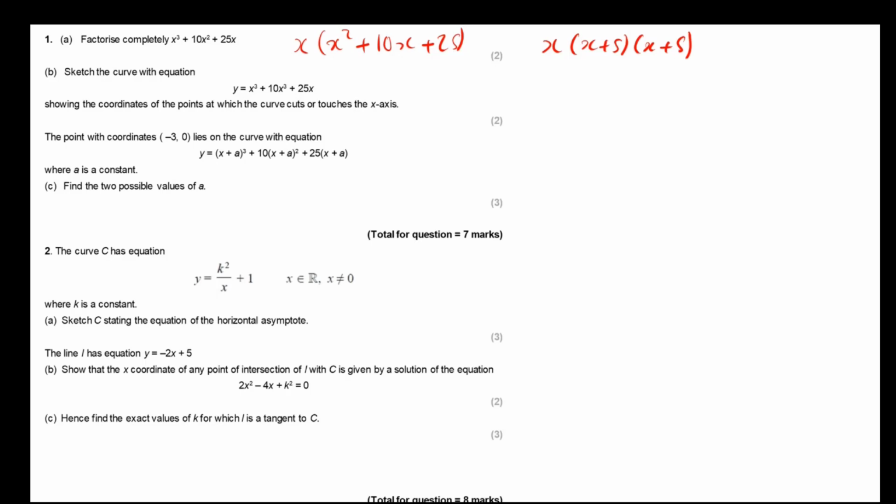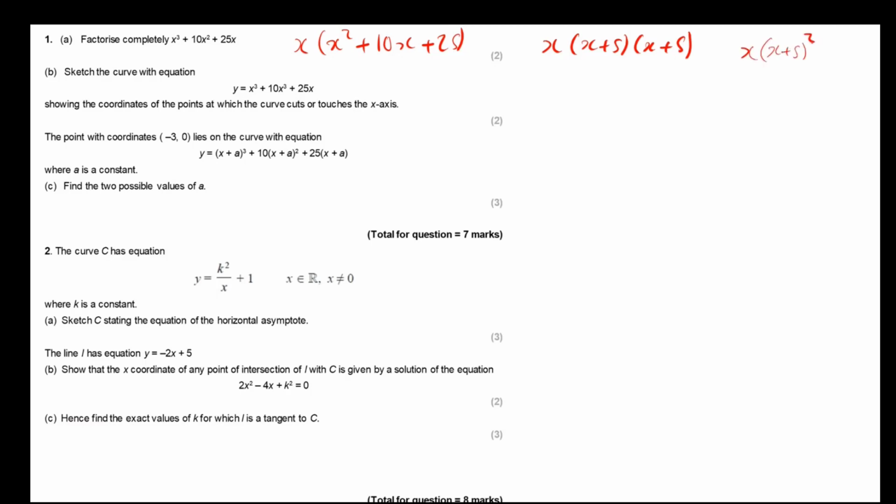I think I purposely got this question to do just because it's quite a long go and it's applying graph transformations. So we need to sketch the curve. So x plus 5, just hope you can remember what I said. So that's the same as this, x plus 5 squared.